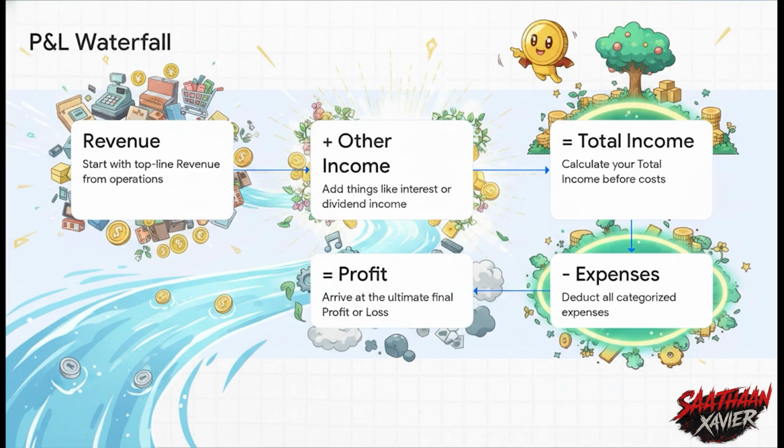Step 1, you start with revenue from operations, your core sales. Step 2, add in other income, like a bit of interest or dividend income. That naturally brings you to Step 3, total income. Then, Step 4, you deduct all your expenses. And finally, Step 5, you arrive at your profit. If you can just visualize these 5 steps, calculating the P&L on an exam will honestly become second nature.